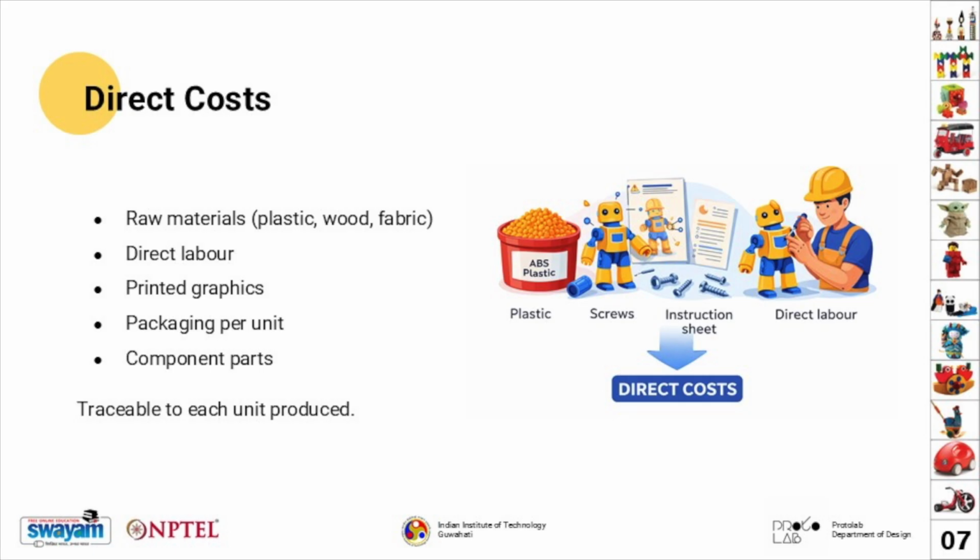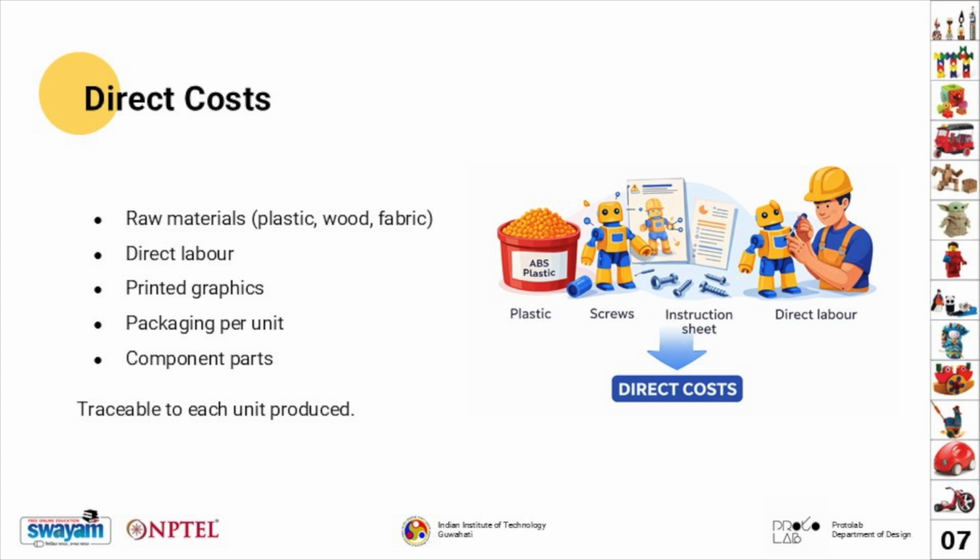If your toy uses 120 grams of ABS plastic, that plastic is a direct cost. If it has 4 screws, those 4 screws are direct costs. If it has printed instruction sheets inside the box, that print cost is direct. Direct labor is also included: the time workers spend assembling, painting, or finishing the toy.